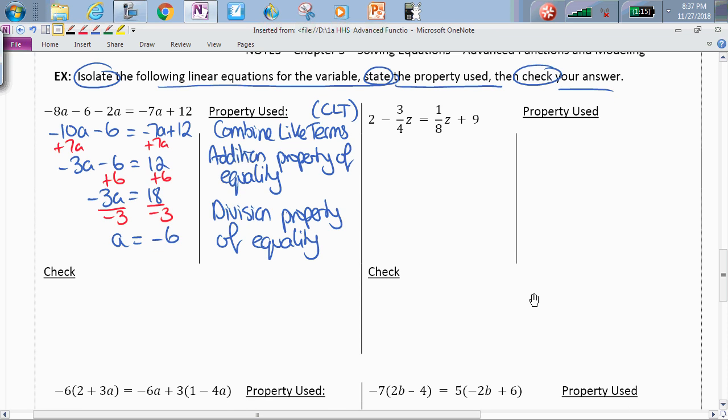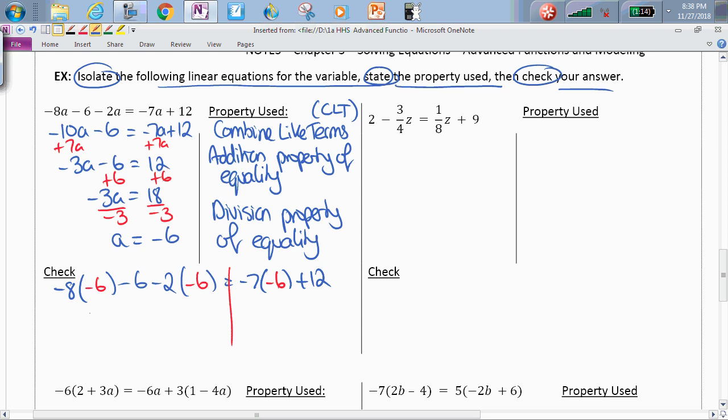So this part's not too difficult, we just have to substitute it back in. So negative 8, and what we think our answer is, negative 6. Minus 6 equals negative 2 times negative 6, and then the other side is going to be negative 7 times negative 6 plus 12. I want to set both sides equal to each other.